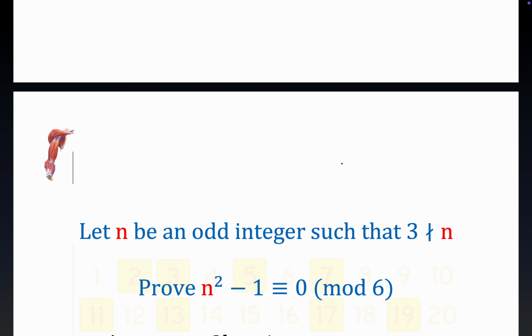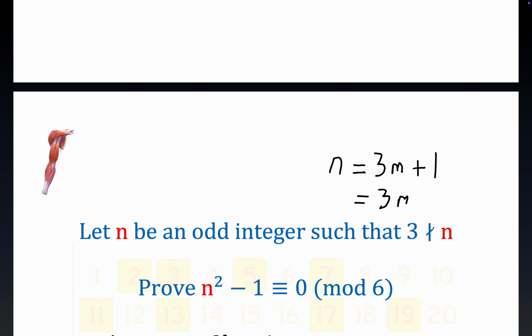We're dealing with an integer that has two conditions imposed upon it. One, it's an odd integer, and another condition is that it's not a multiple of 3. So another way of saying that would be n is equal to 3m, where m is some other integer, plus 1. If it's not a multiple of 3, it has to have either a remainder of 1 or a remainder of 2.